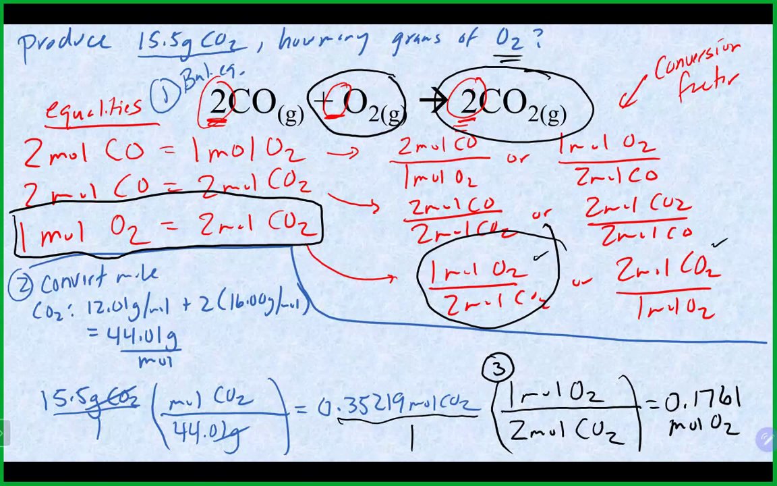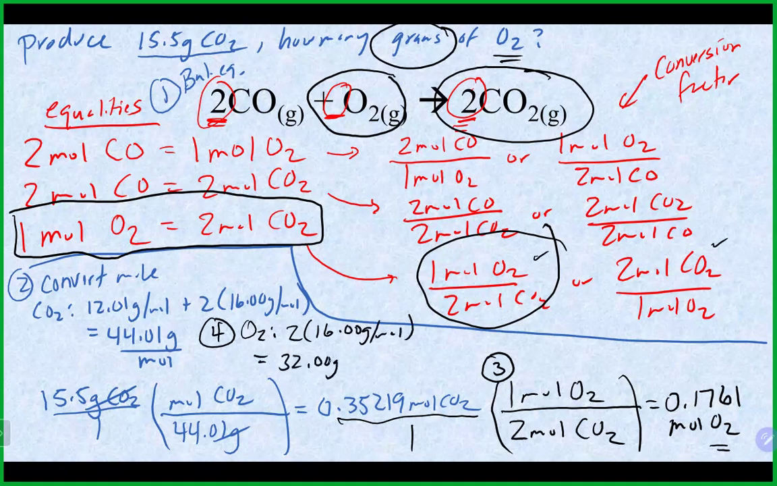Is this the answer I'm looking for, though? I'm in units of moles, but I want grams. And that is where the fourth step comes into play. Here we now need to take moles to grams. That means, once again, I do need the molar mass, but I am no longer at CO2, right? I need the molar mass of O2 at this point. So for step number 4, I would go to the periodic table, get the molar mass of O2, which is 2 times 16. Gets me 32 grams per mole.